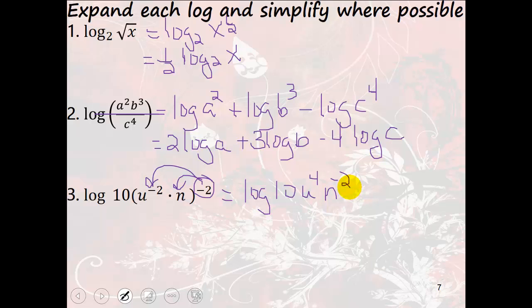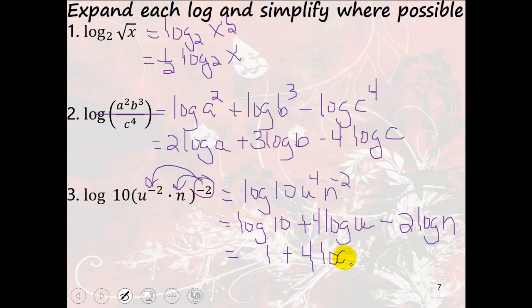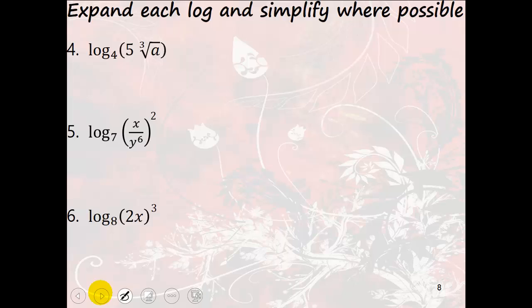Now I'm going to bust it apart. So I have log base 10 of 10 plus 4 log base 10 of u minus 2 log base 10 of n. Now I'm going to look for any kind of identity, and look, I have log base 10 of 10, so that's 1. And there's your final answer. I've saved this slide for your video questions, so go ahead and work them, and then come back and I'll work them with you.